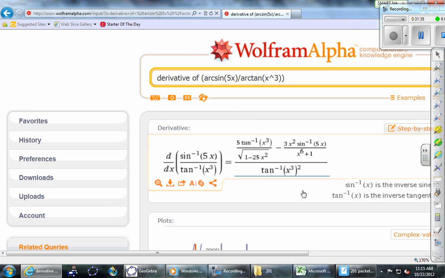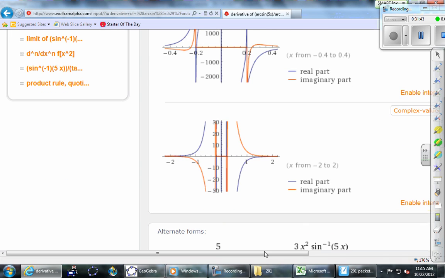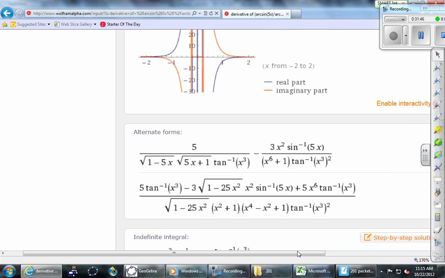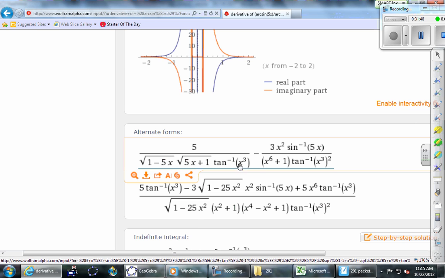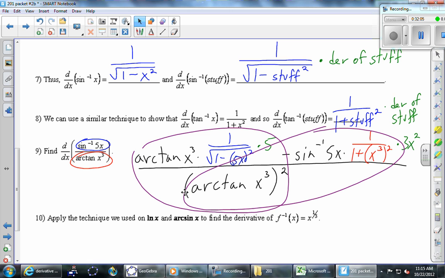Did they? Let's see. All right, so there's a graph of something, and then more graphs. Oh, alternate form. Oh, there you go. Yeah, this is what I was imagining. That's how you make it all one big fraction. I told you it was going to look worse than it did. All right, so there you go. Okay, let's come back here.